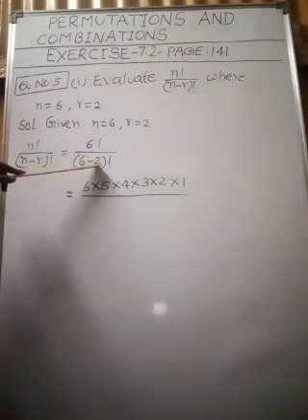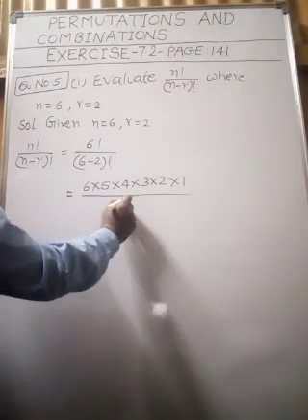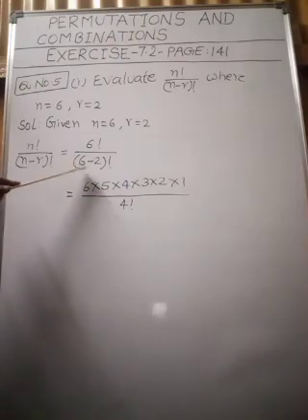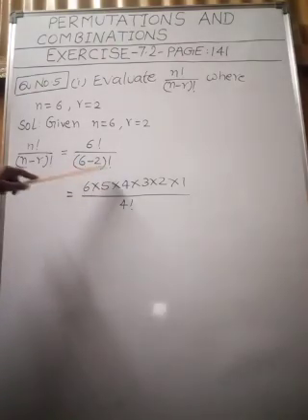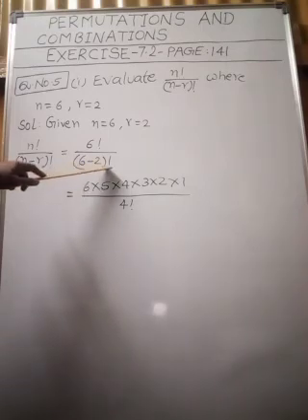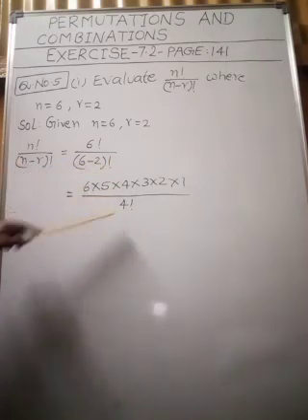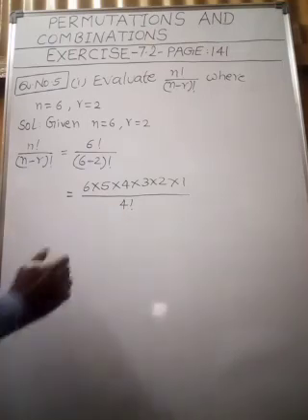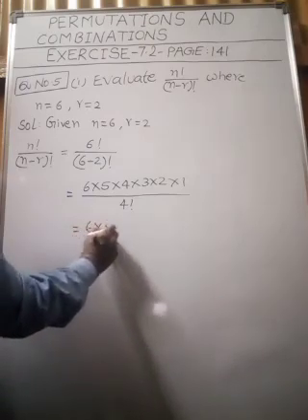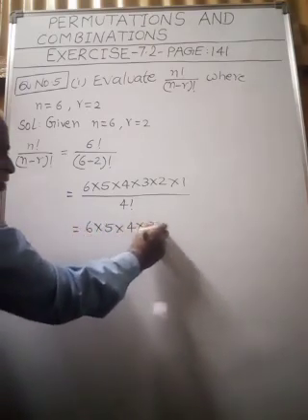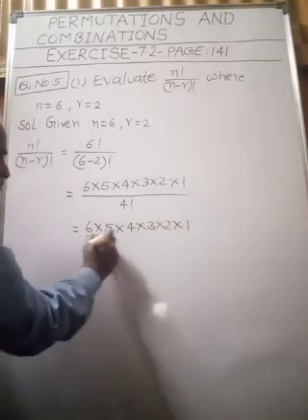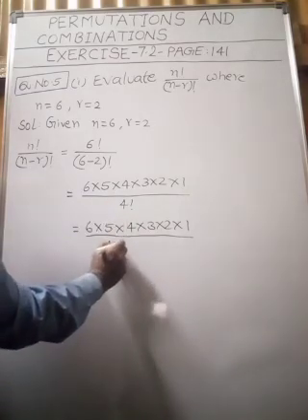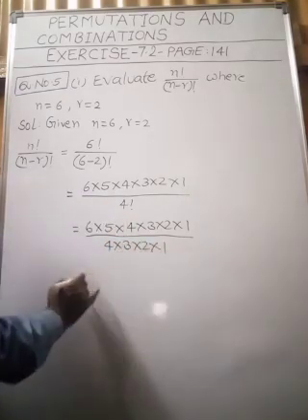6 minus 2. What will we get? 4. 4 factorial. In the denominator, 4 factorial. This is not 6 factorial minus 2 factorial, my children. It is 6 minus 2 whole factorial. Then we can write 4 factorial. Here in the denominator, 4 factorial is there. Let us evaluate 4 factorial. 6 into 5 into 4 into 3 into 2 into 1 by, how do you evaluate 4 factorial? 4 into 3 into 2 into 1.